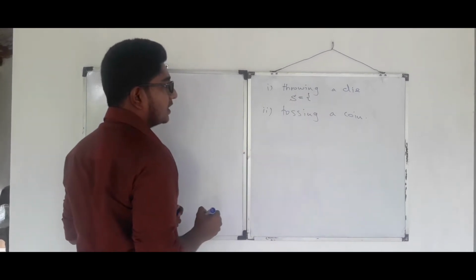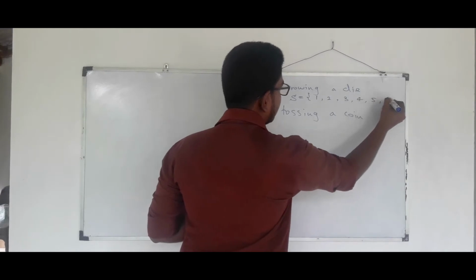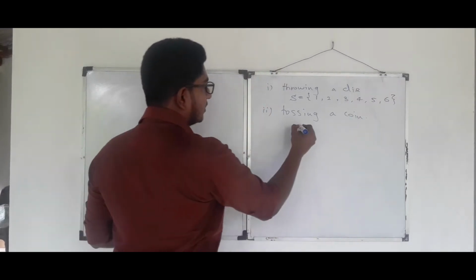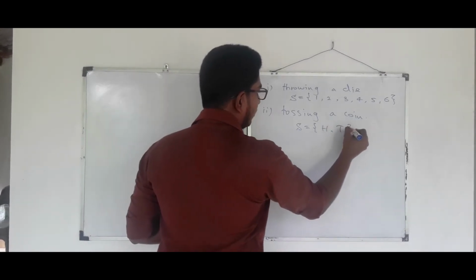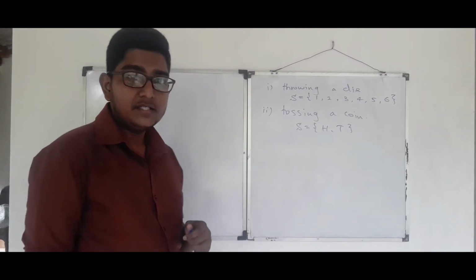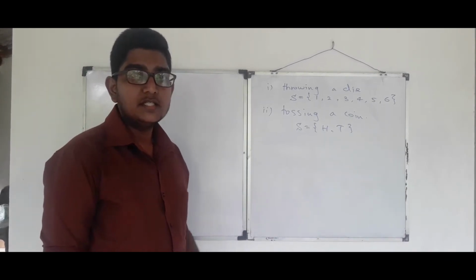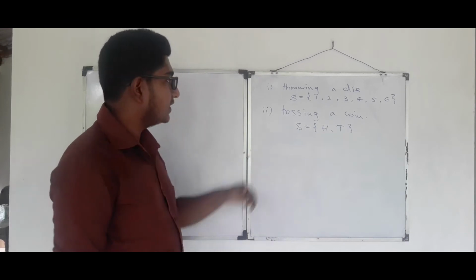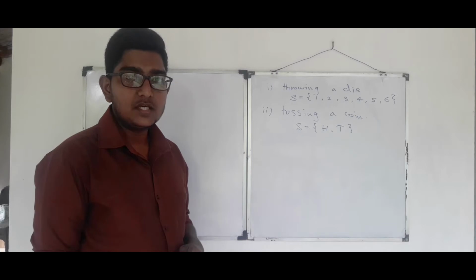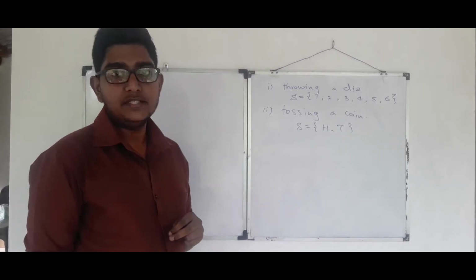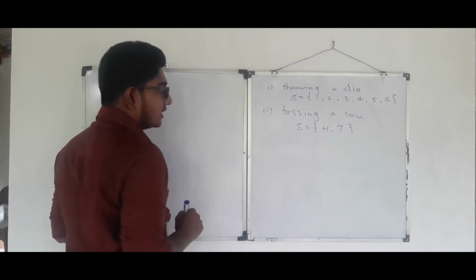What are the possible outcomes? Obtaining numbers from 1 to 6. Tossing a coin. What are the possible outcomes? Obtaining heads or obtaining tails. But when they have given these two activities done simultaneously, we can't write the sample space in this manner. For that, we have to use two theories in probability to express both activities together.